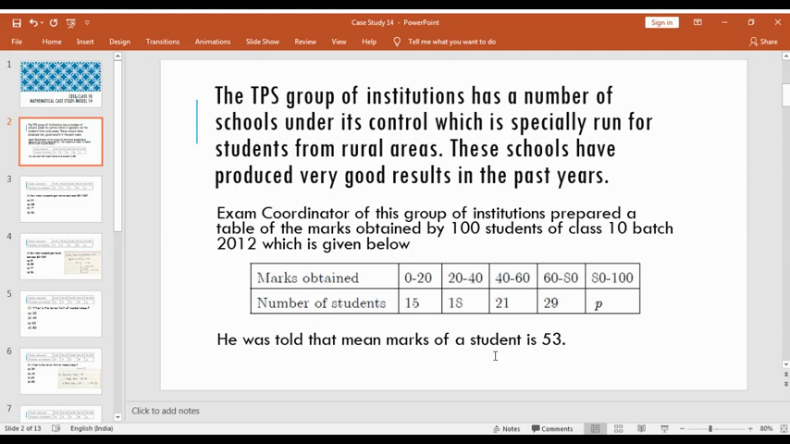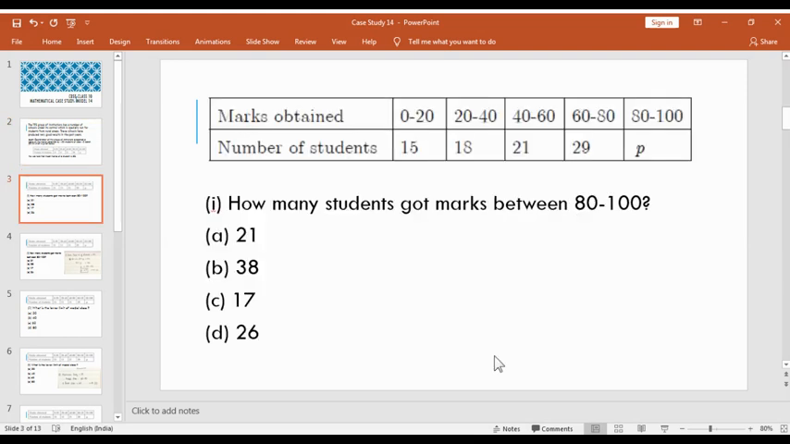Now this table which is given here is a grouped frequency distribution because the grouping goes like this: 0 to 20, 20 to 40, 40 to 60, and so on. And in the frequency column, that is the number of students, one value is unknown, which is given as p. Okay, so maybe in the upcoming question we may find what is p. Okay, the first question. How many students got marks between 80 to 100?